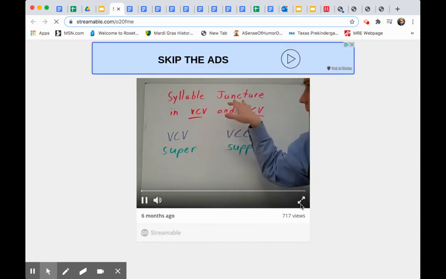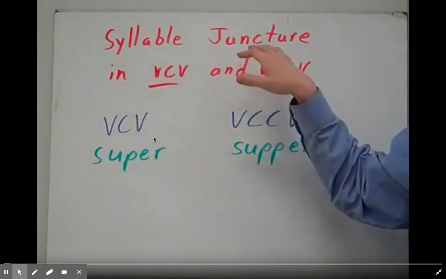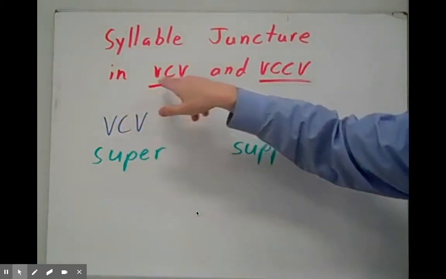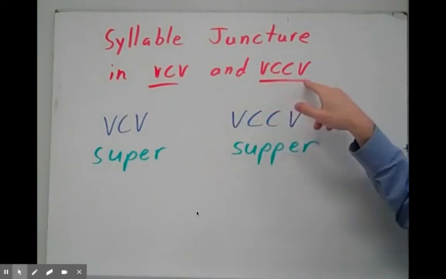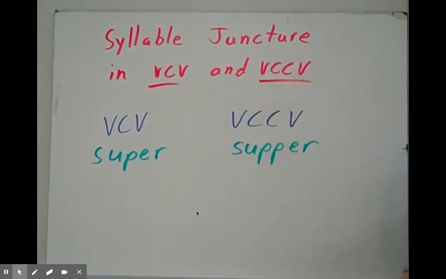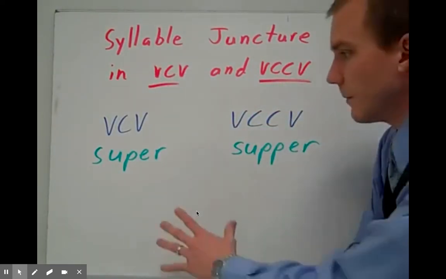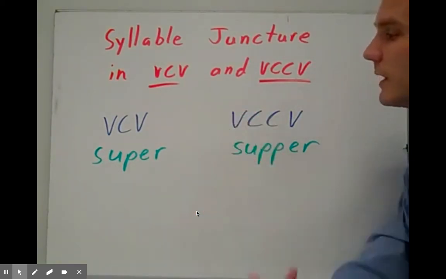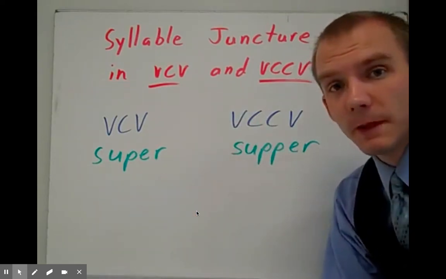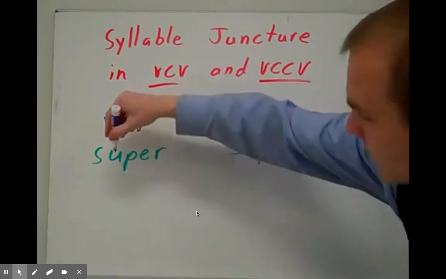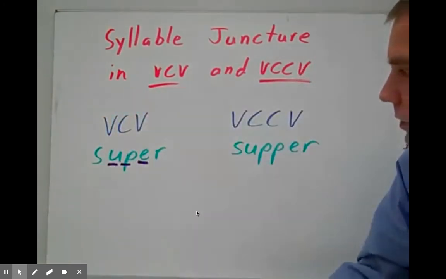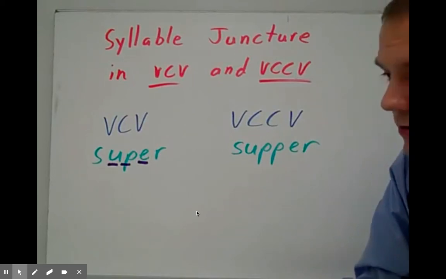Let's look at syllable juncture. What that means is, when you have a two-syllable word, it's where the syllable splits. We're going to look at VCV, or vowel, consonant, vowel words, and VCCV, or vowel, consonant, consonant, vowel words. A great example is the word super and supper. You can use this pattern to tell the difference, because sometimes I get confused with these two as well. You have your vowel, consonant, vowel, U-P-E, and that says super.